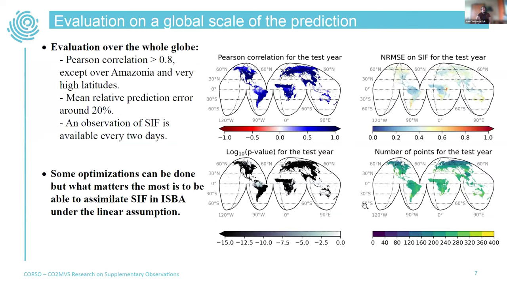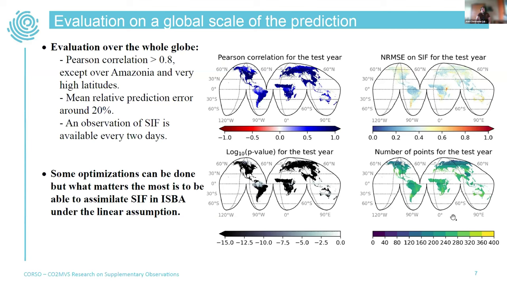Now if you look at the world map to see how those results are spread, over the world test years the Pearson correlation is above 0.8 almost everywhere, except in some peculiar regions like the Amazonia, Australia, and very high latitudes. The mean relative error is also fairly uniform over the whole globe, between 20% and 30%, which corresponds to the relative error of the observation.